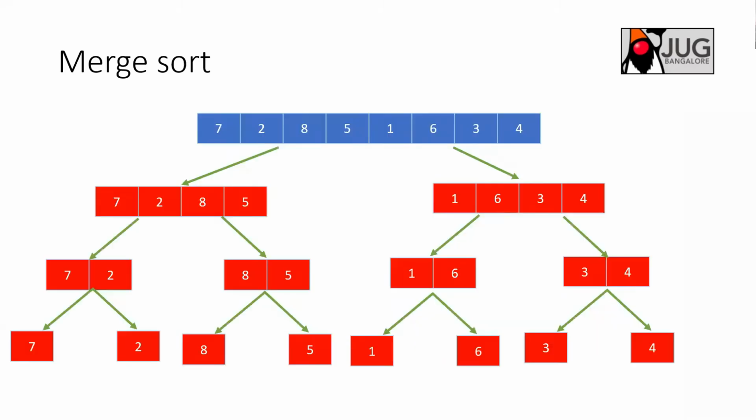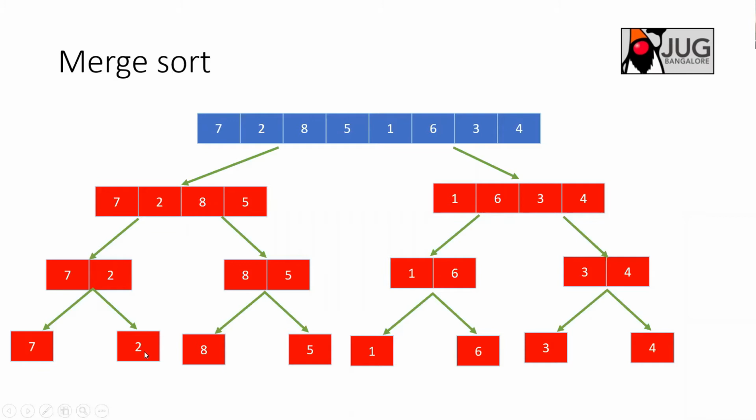You reach a state where the array cannot be subdivided further. In this case, 7 is the one element you cannot subdivide further, and then you call merge on top of it. So this is your base condition. Every recursion has a base condition.